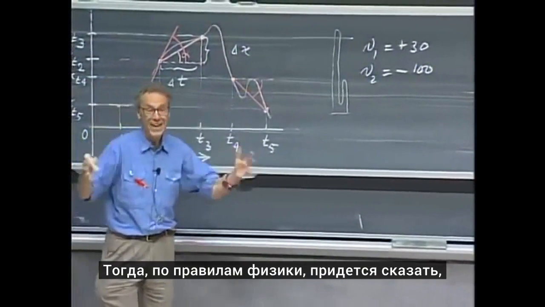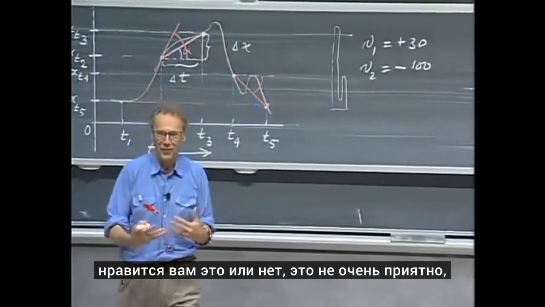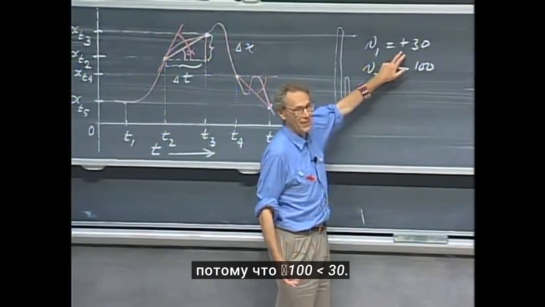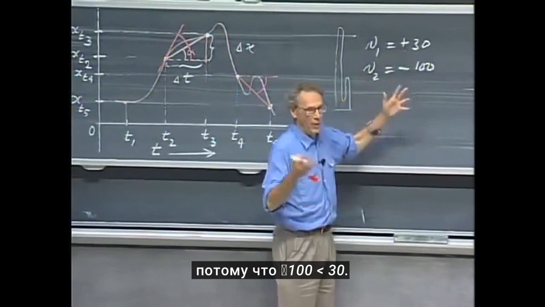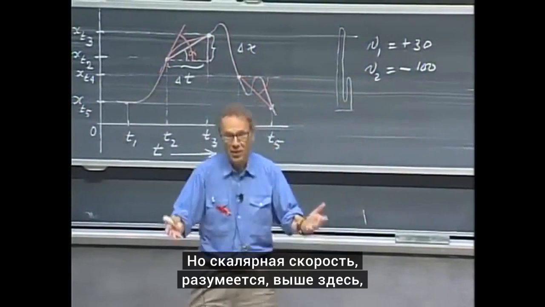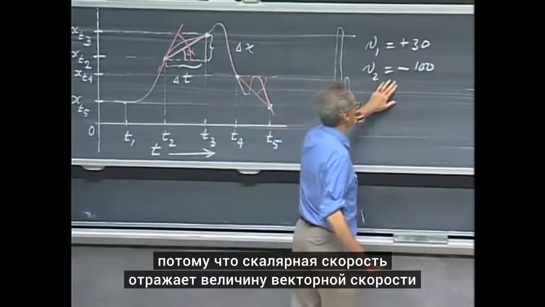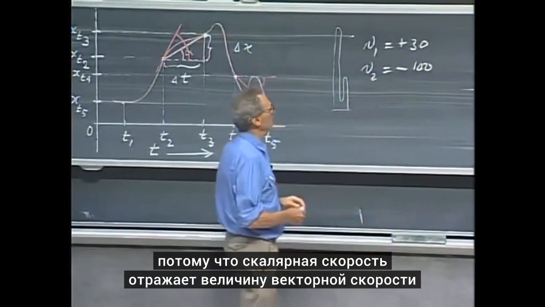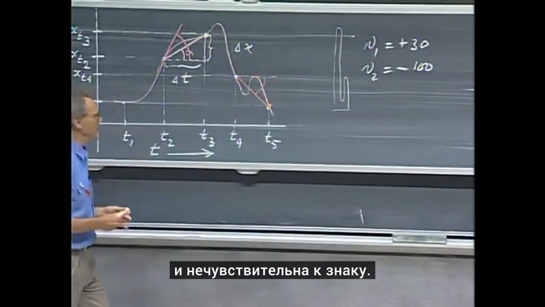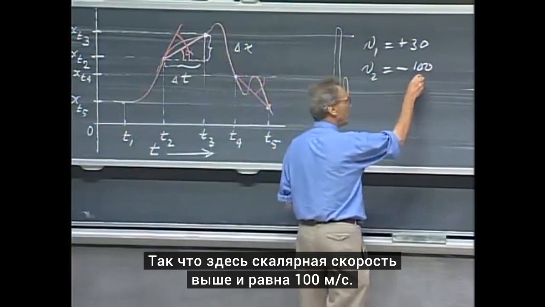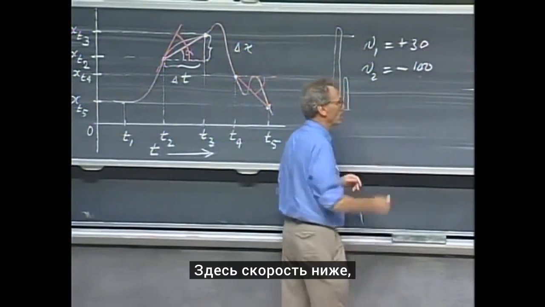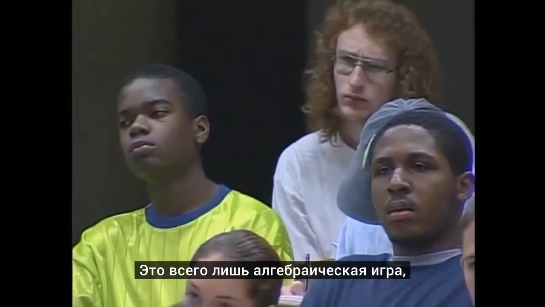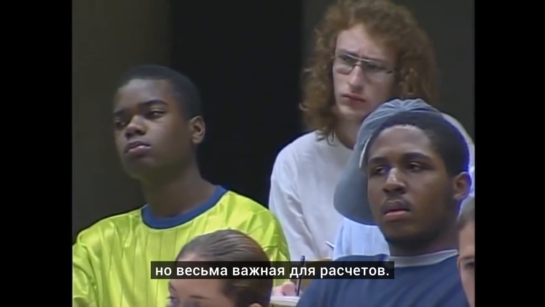Then we would have to say in physics, whether you like it or not, it's not very pleasing, that this velocity is lower than that one, because minus 100 is lower than plus 30. But the speed, of course, is higher here, because the speed is the magnitude of the velocity and is not sign sensitive. So this has the highest speed of 100 meters per second, and this has a lower speed, but this has the lowest velocity. It's just an algebraic game, but very important when you make your calculations.